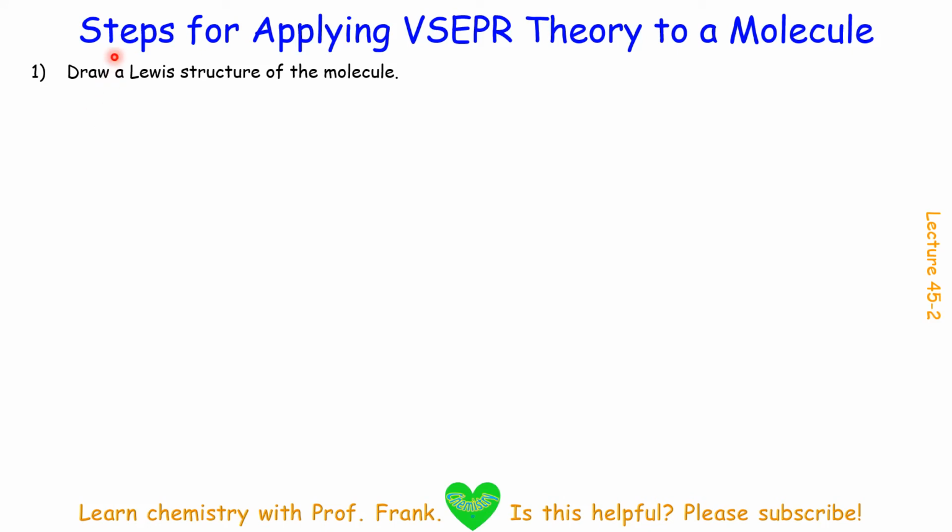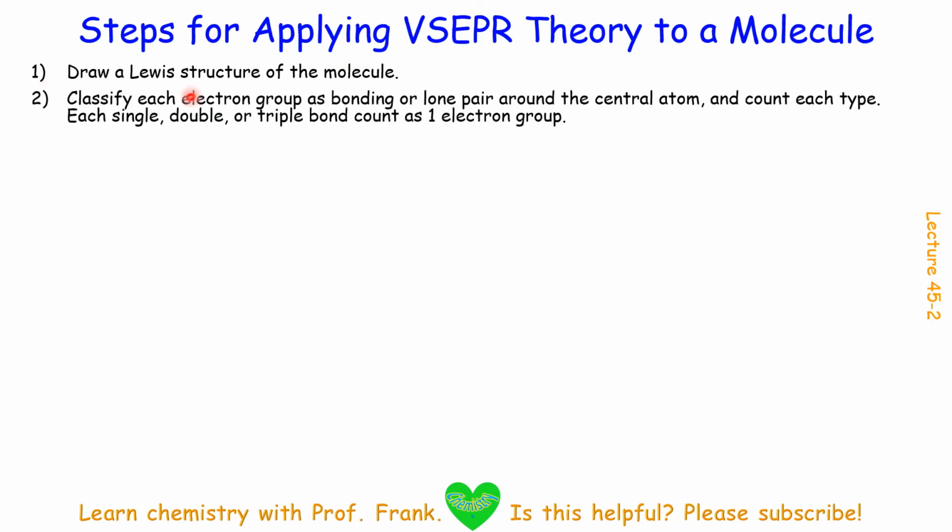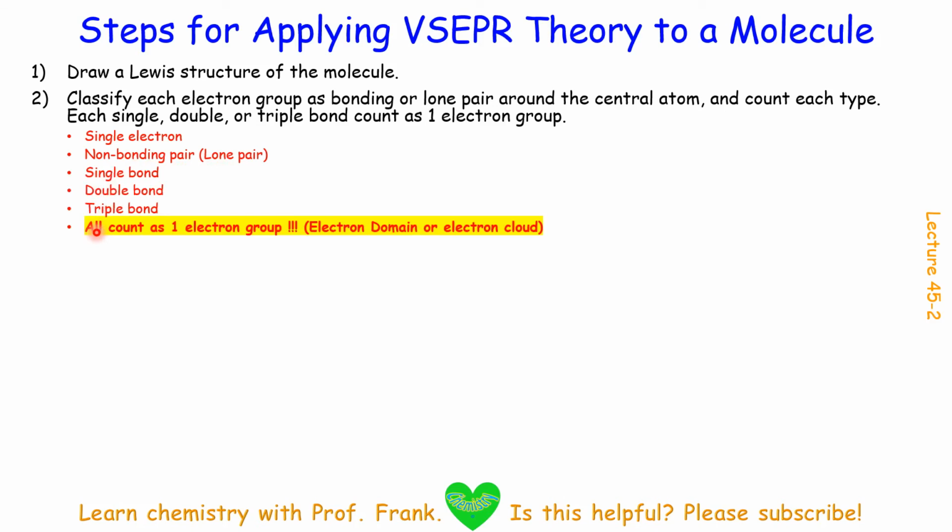Here, let's go over the steps for applying VSEPR theory to a molecule. Number one, draw a Lewis structure of the molecule. And number two, we need to classify each electron group as a non-bonding electron, or lone pair electron, single bond, double bond, triple bond. Then all of those count as one electron group or electron domain.